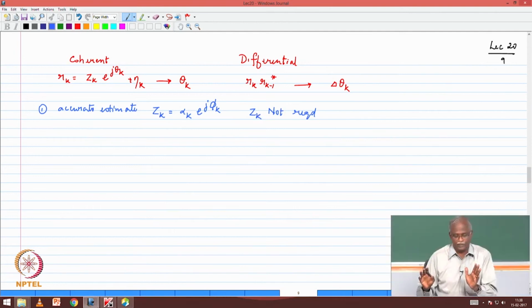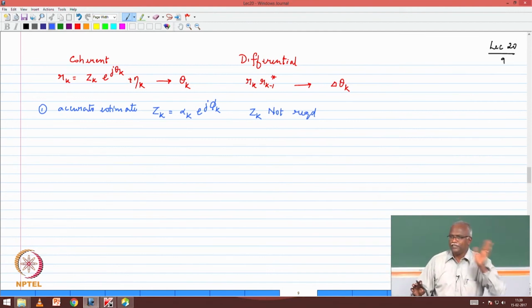So it makes a huge difference, because that means you are telling me that I don't need to worry about anything about the channel, whether it's fade, not fade, really does not matter. All I take is Rk minus 1 conjugate, and I will be able to detect it.